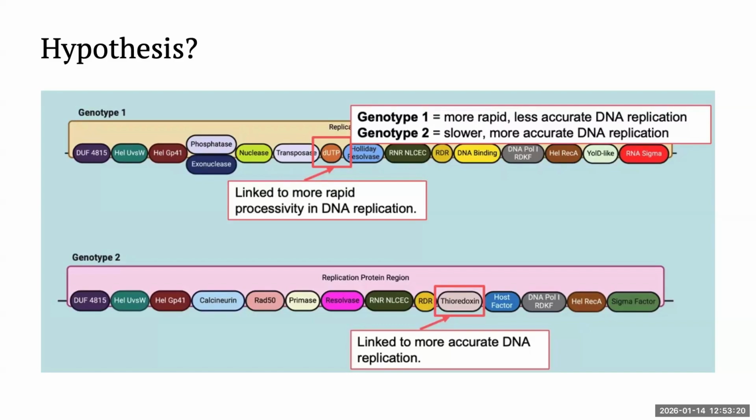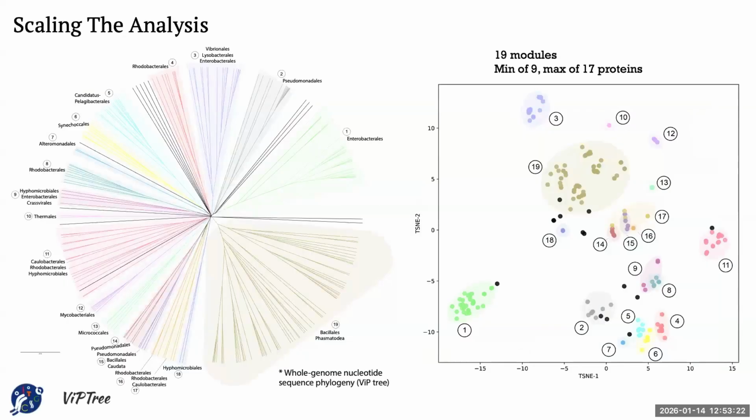And this is on a small subset, but then we scaled this analysis to all the genomes that we had. We ended up finding 19 different modules. The smallest of these modules had 9 proteins. The largest one has 17 proteins. We don't see them very well, but we're mapping the colors on top of these clades. We can see them slightly better here.